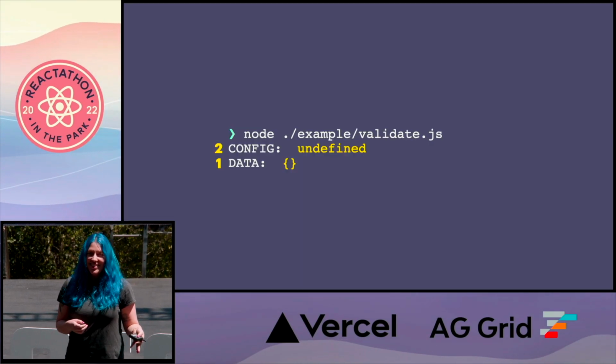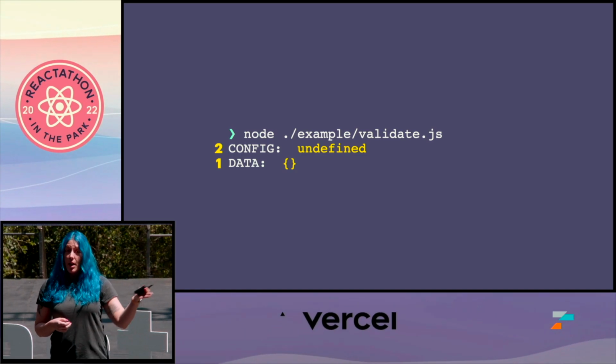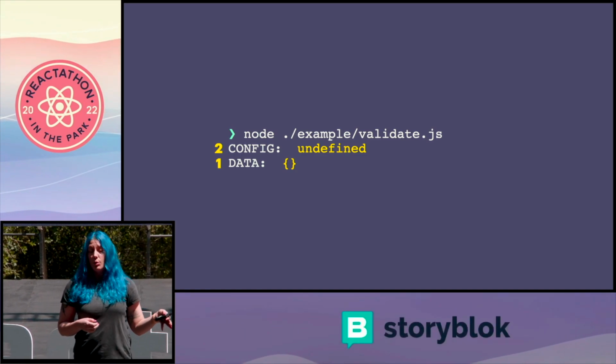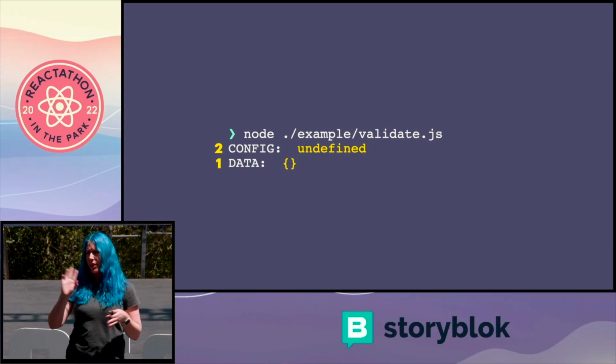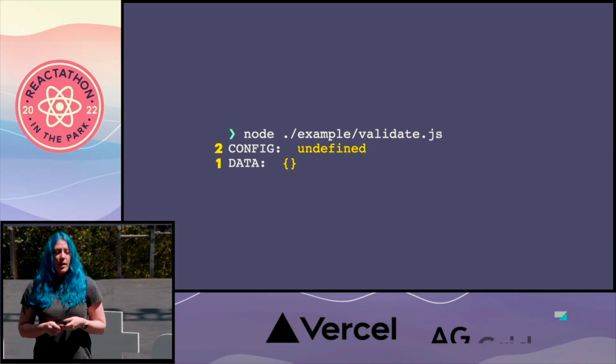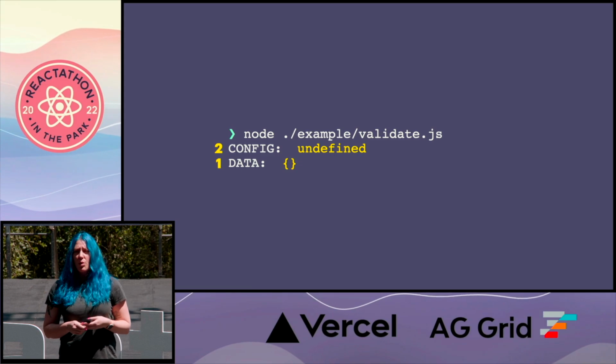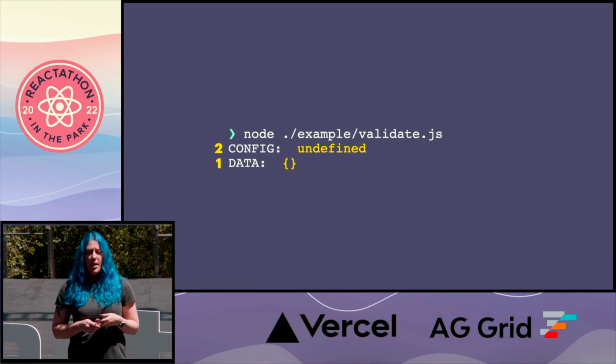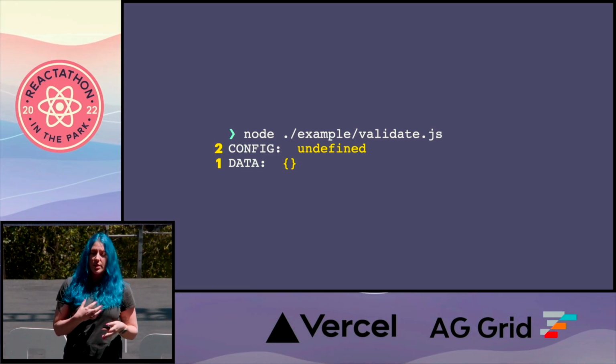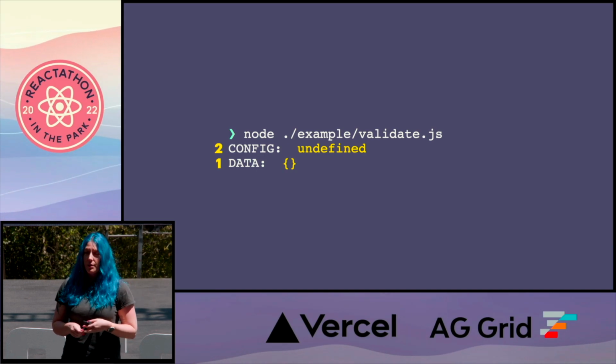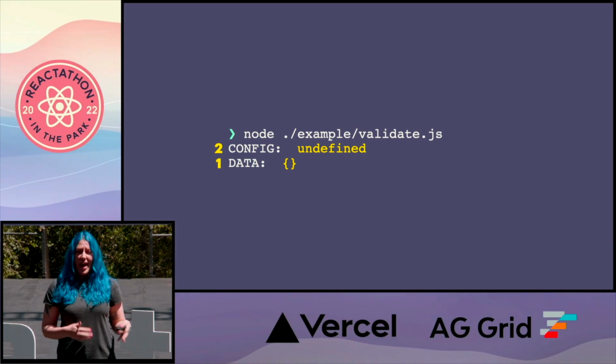What I get, though, is 2, 1, config, undefined, and then I get the data, which is an empty object, as expected. My config file has nothing in it right now. Now again, if you don't know why the order is off, that's totally okay. But this is where I would realize that this code isn't synchronous. If I didn't know before, I know now.